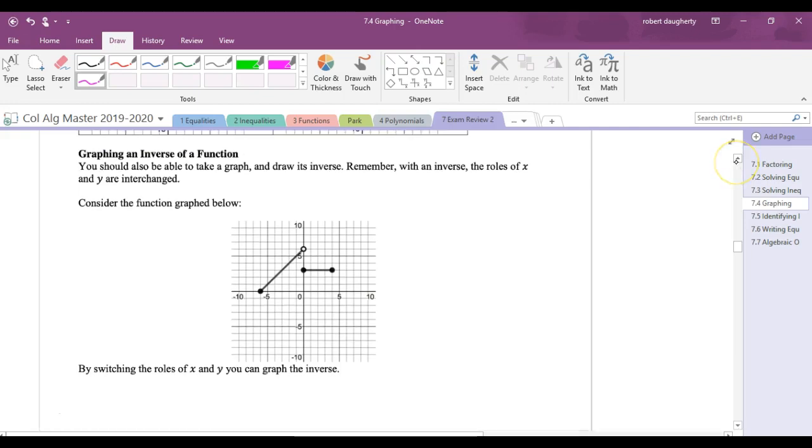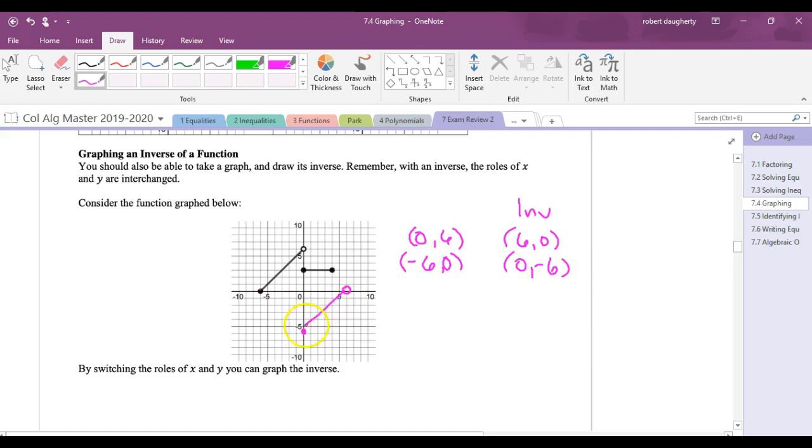Graphing the inverse of a function, okay? Remember the inverse interchanges the roles of x and y. So if you look at the point, the hollow point there, you see is that point (0, 6). The inverse has to have the point (6, 0) on it, okay? So where is (6, 0)? That is right here, okay? The solid point here is (-6, 0). The inverse has to have the point (0, -6). So that is right here.